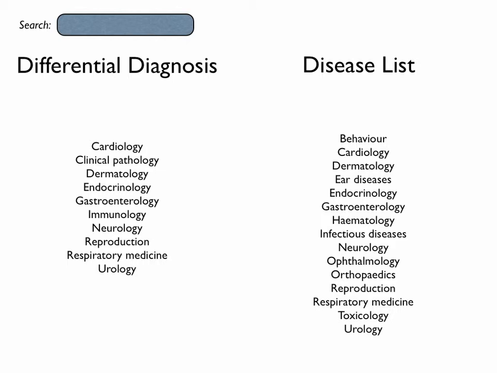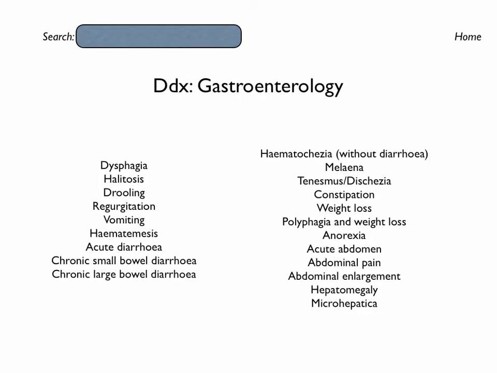So in this case, we could type in drooling in the search field or click on the gastroenterology tab. So this then is the list of symptoms under gastroenterology. And note again on the top right there is the home tab, which will bring you back to that previous slide. We could search any symptom or disease in the search field.